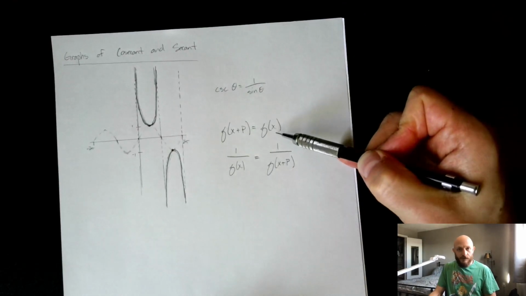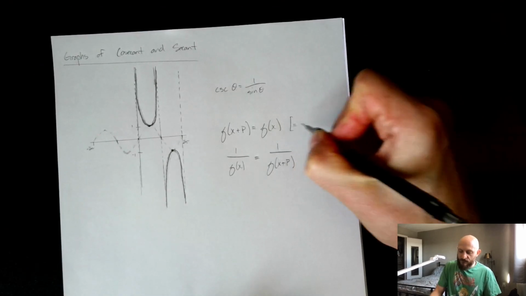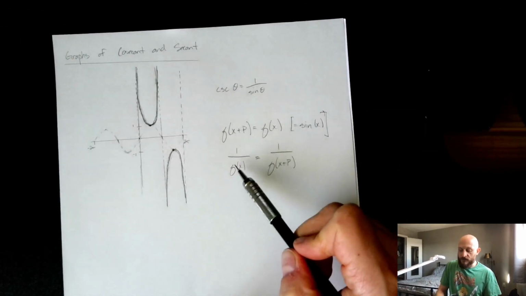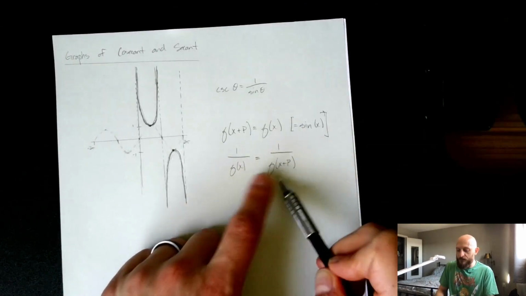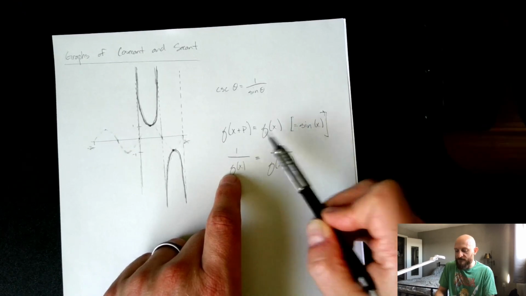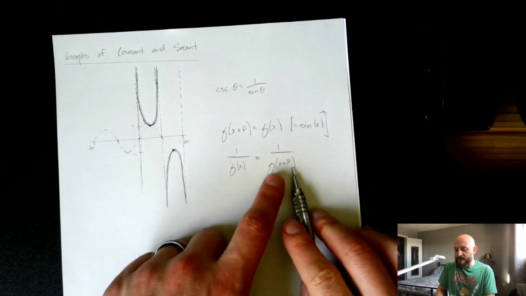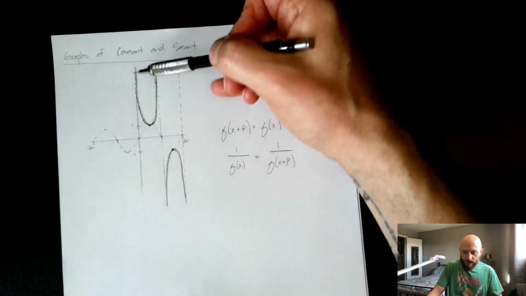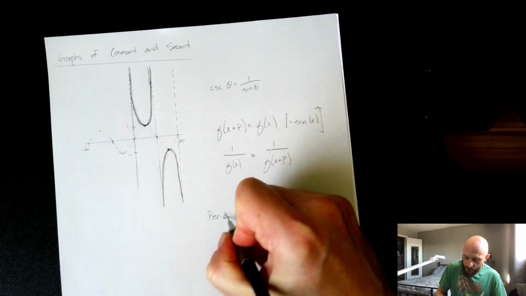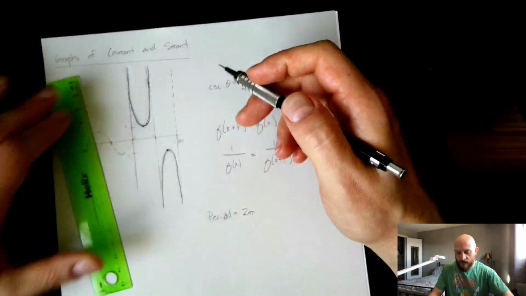So if we think of f of x as being the function sine of x, here's where we get the proof that the period of cosecant is 2 pi, just like it is for sine, because if f of x is sine of x, 1 over f of x is the cosecant. So it's showing that the cosecant still has this period of p. So yeah, I'll just write that, period is 2 pi.